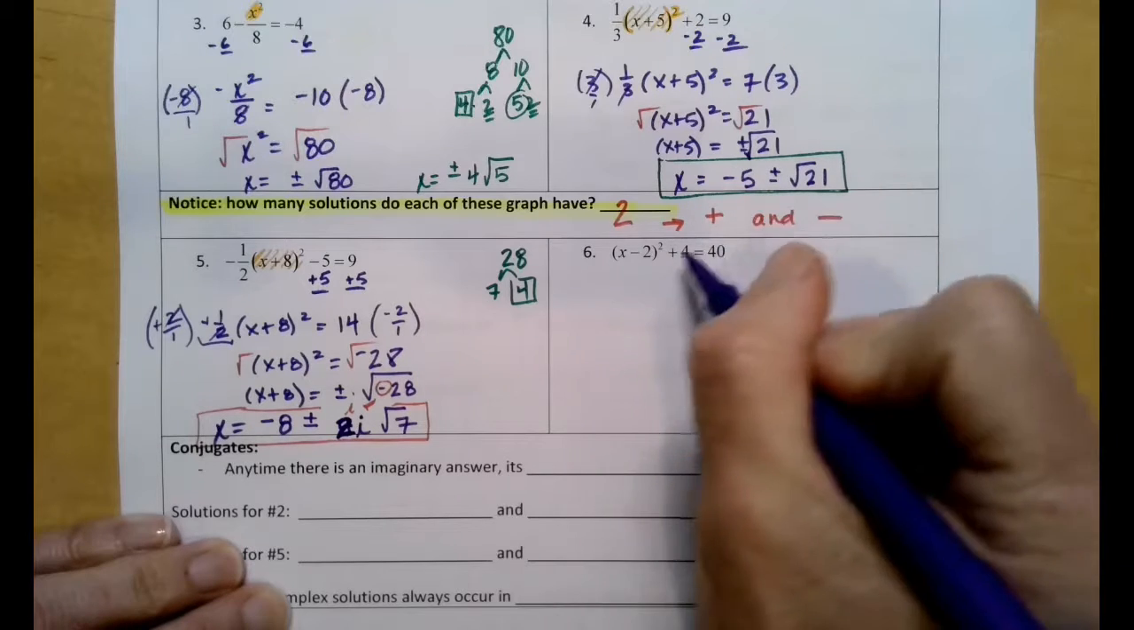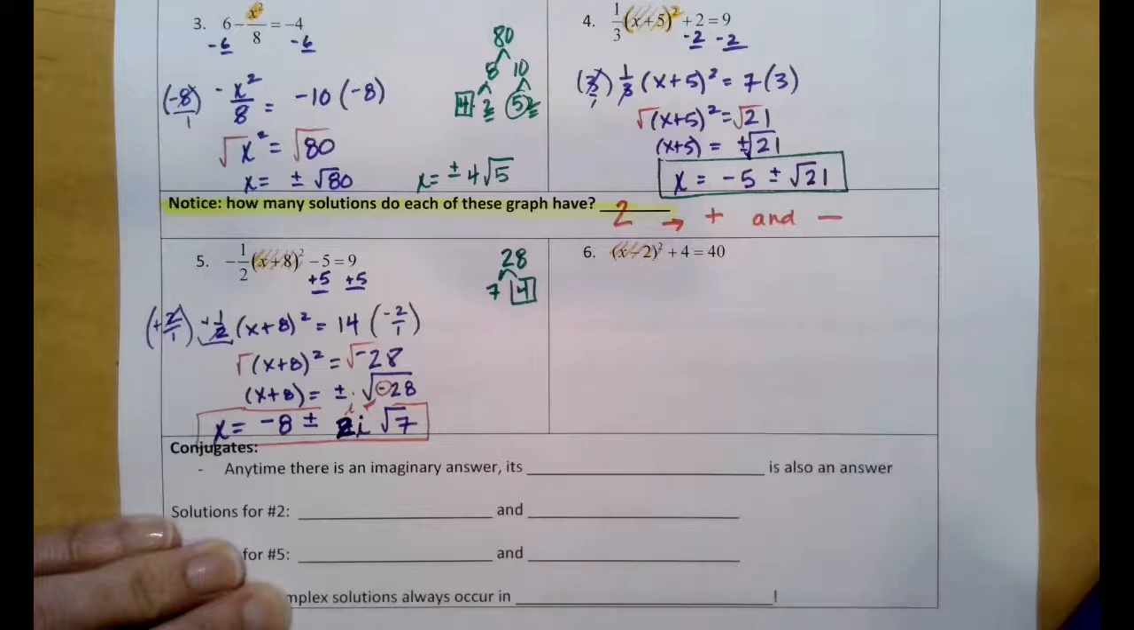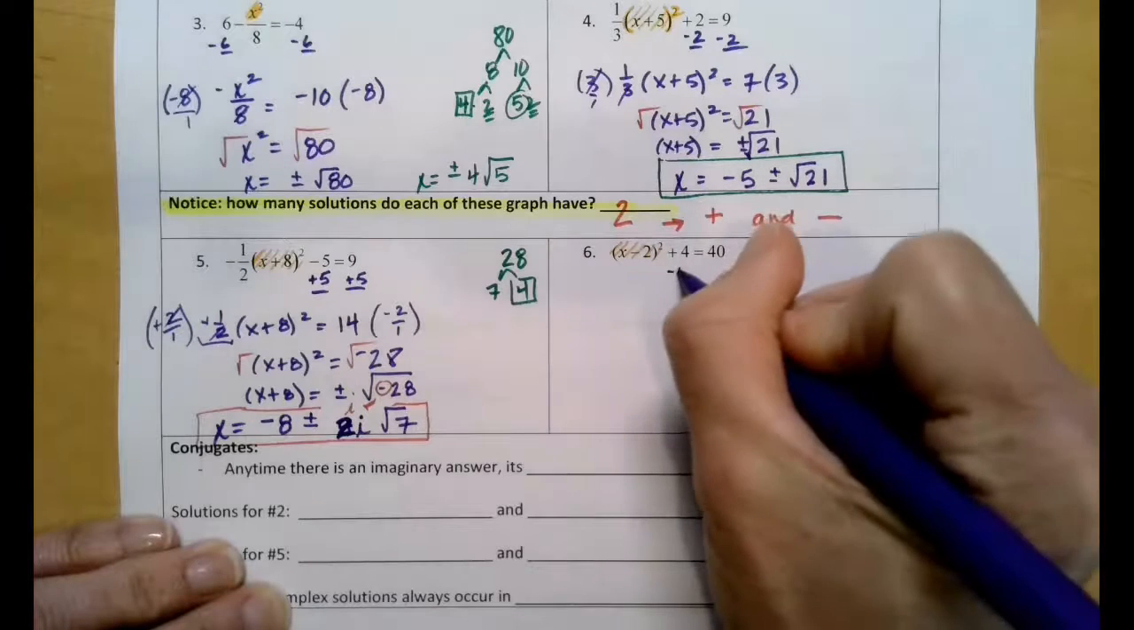All right, let's keep going. Here's my perfect square that I want to isolate. So that 4 has got to go.